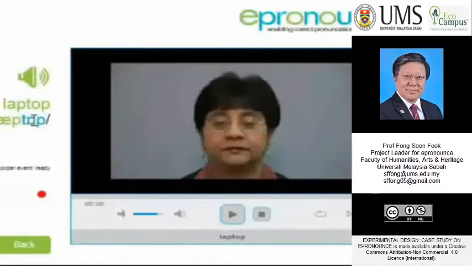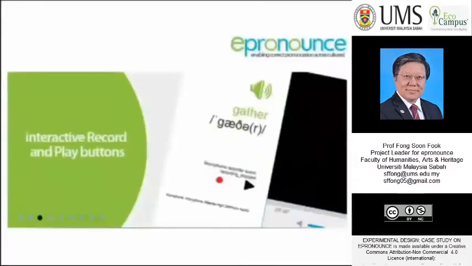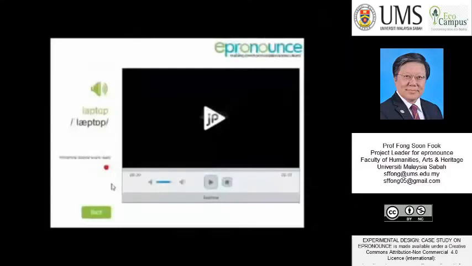Laptop. Interactive record and play buttons. I shall now record my pronunciation using this red button.